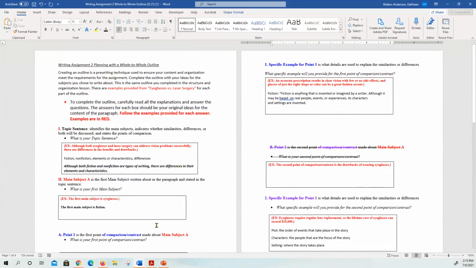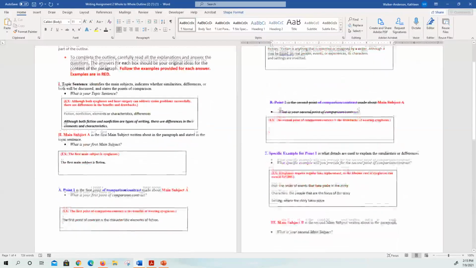You might have 2 points of comparison. So let's say that you're writing about 2 credit cards and you're going to compare the interest rate and the rewards. So those are your 2 points. Point 1 is interest rates for the credit cards. Point 2 is the rewards. In my case, for fiction and nonfiction, I only had 1 point, so I just made sure I had extended examples.